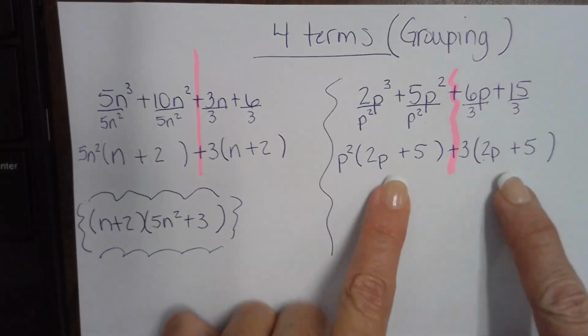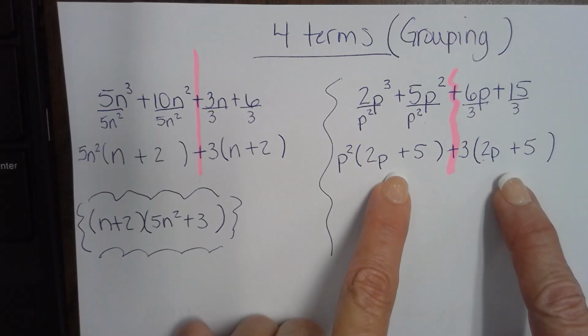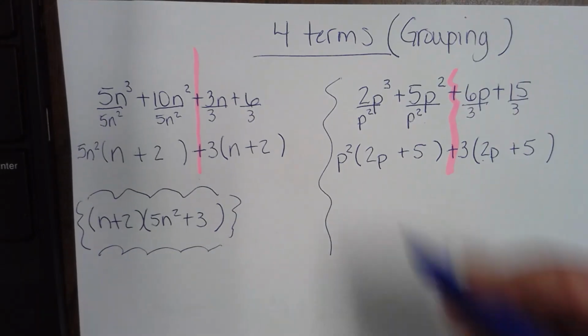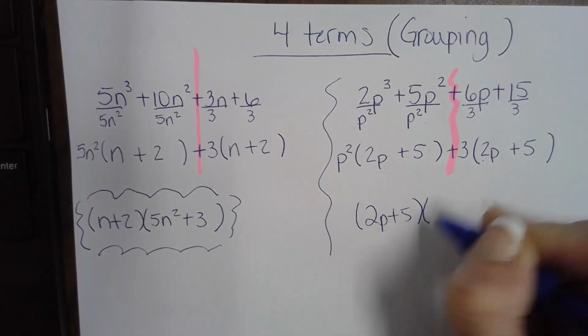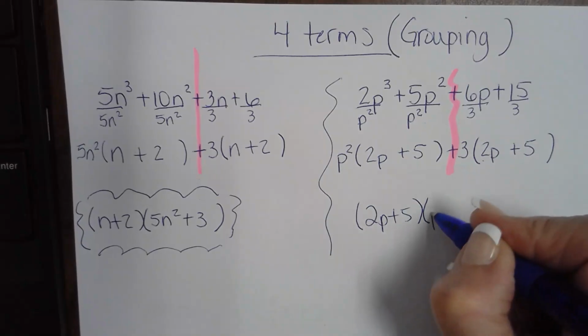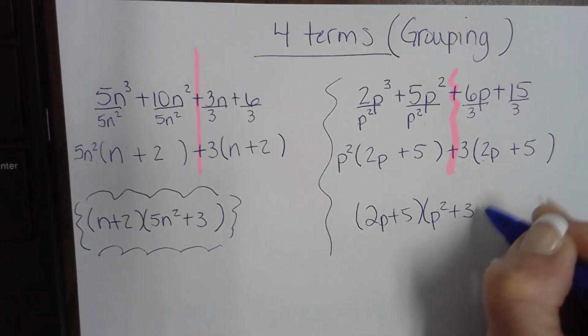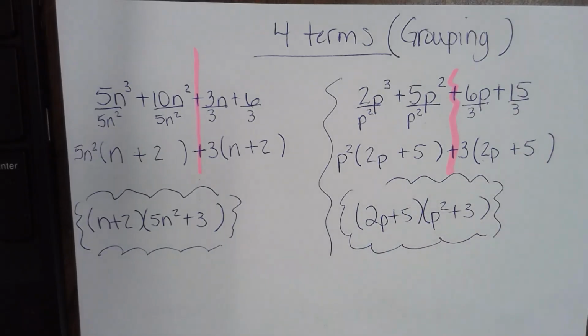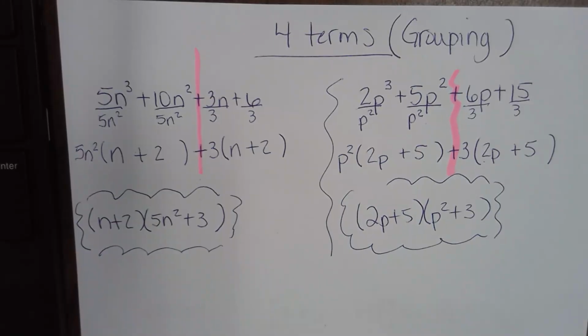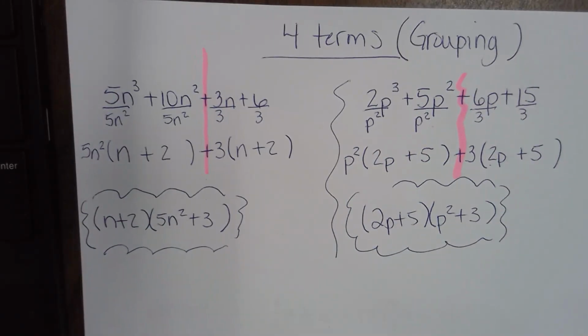And now notice, I've got a common factor. It's 2p plus 5. So I'm going to pull out 2p plus 5, and I'm left with p squared plus 3 as my other factor. Factor in 4 terms by grouping.